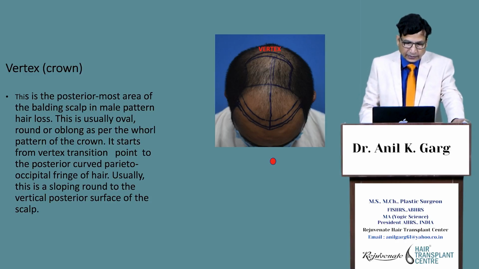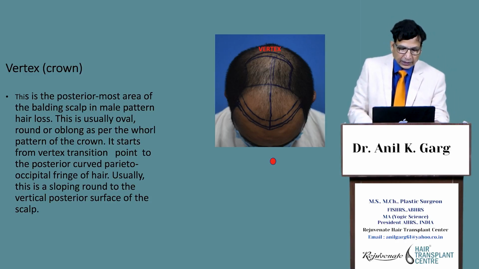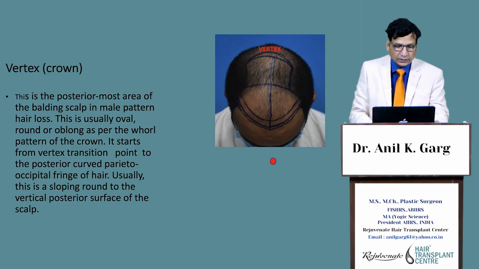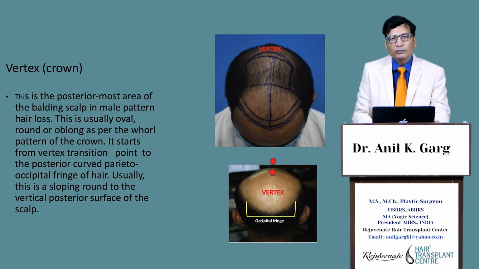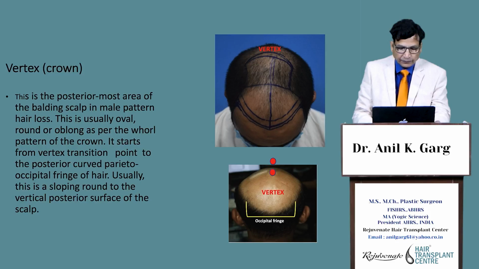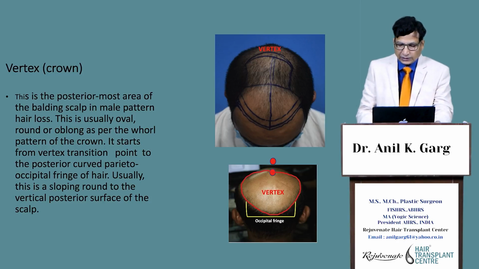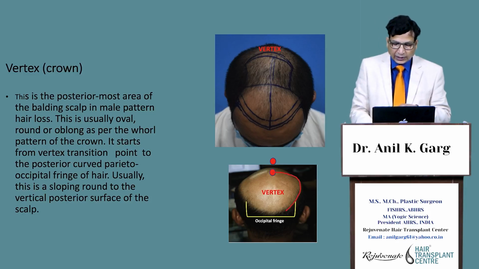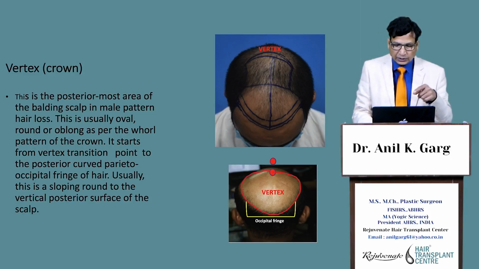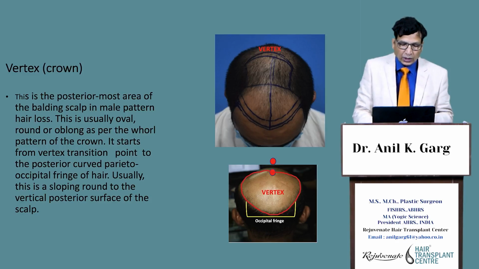Then the vertex. This is the posteriormost area of the balding scalp in male pattern hair loss. This is usually oval, round or oblong as per the whirl pattern of the crown. It starts from the vertex transition point to the posterior curved parieto-occipital fringe of the hair. Usually, this is sloping round to the vertical posterior surface of the scalp. It starts from the vertex transition point, goes to the occipital fringe, and this can be oval, oblong or round.